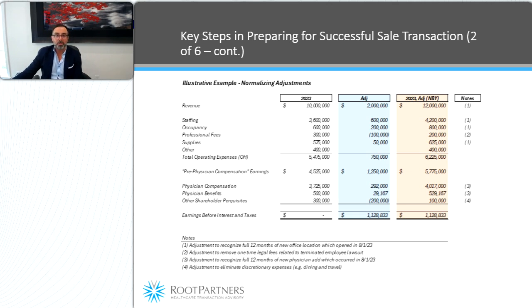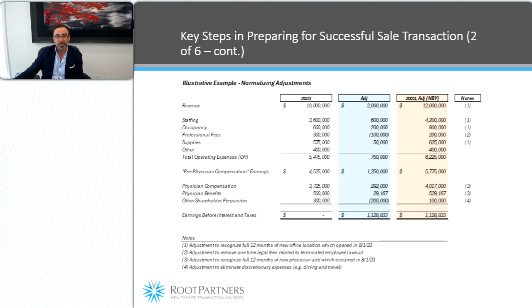In this particular example as well, maybe there was a lawsuit where we spent more money on attorneys that year than you normally do. We would adjust for that and explain it. And similarly, maybe there are some perks that the shareholders are taking, the dinners and the travel. We're not the IRS, but those are the types of things that would not be incurred on a go-forward basis. And so we're going to adjust those out.